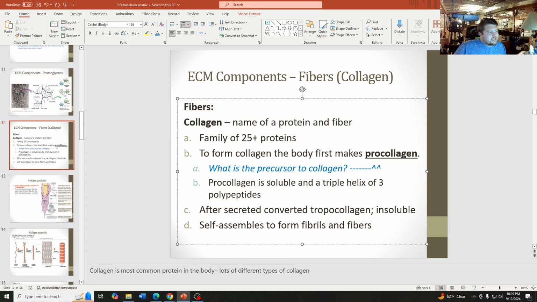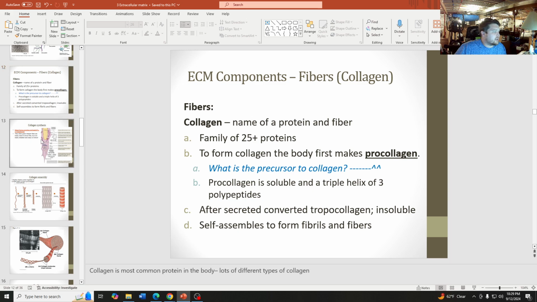Procollagen, what is it? It is a soluble triple helix of 3 polypeptides. We'll see what that means in just a couple more slides. After it is secreted, it is converted to tropocollagen, which is insoluble, and it self-assembles to form fibrils and fibers. We're going to walk through each of these steps through the next couple of slides.